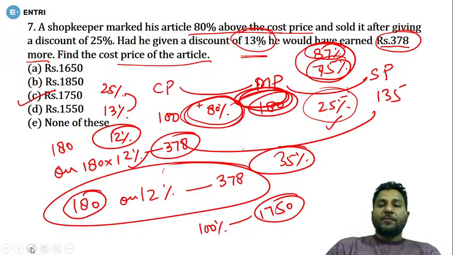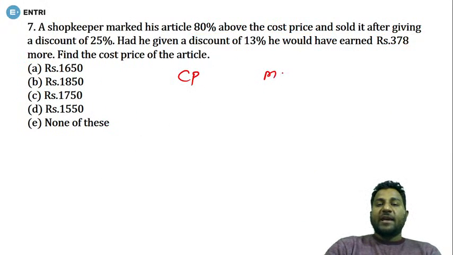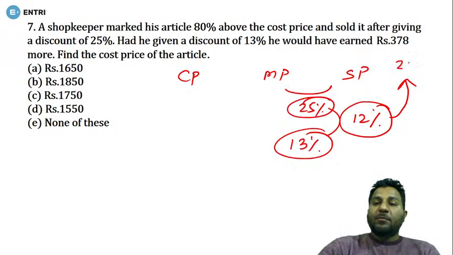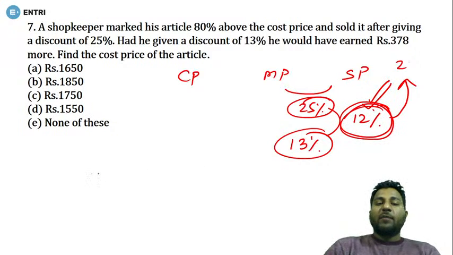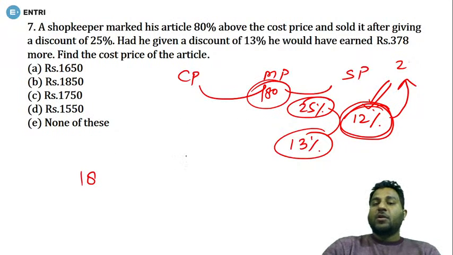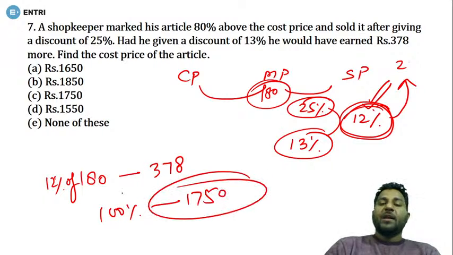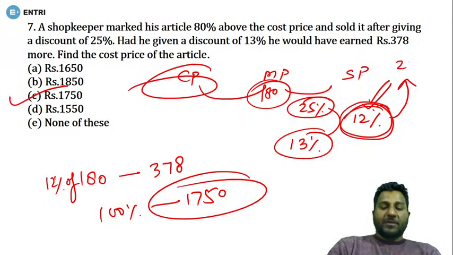Did you get my point or not? Look, watch it. Cost price, MRP and selling price. Earlier you were selling on 25% discount. Now you are selling on 13% discount. Clearly the difference in their discount percentage will raise the percentage of profit, and that percentage profit must be raised by 12%. 12% on what? 180, because you are already in chain with cost price. So 12% of 180 must be equal to 378. That means when you find 100%, you will be getting 1750. Why 100%? Because the cost price is 100%. Okay.